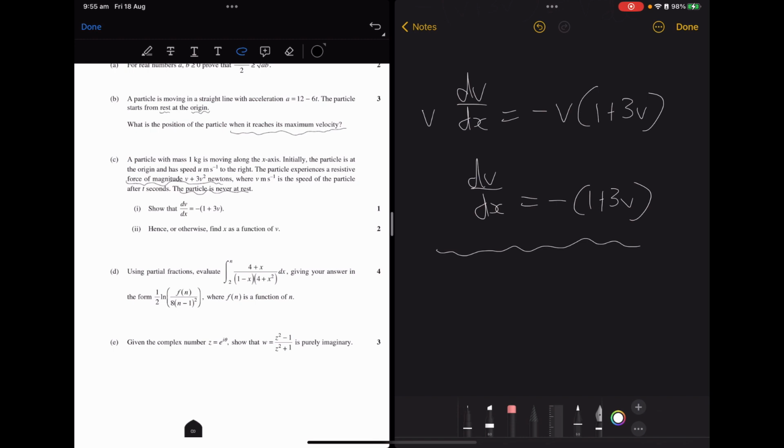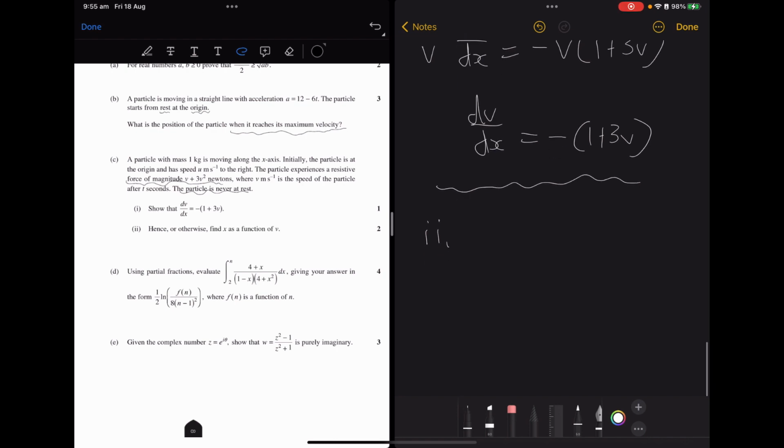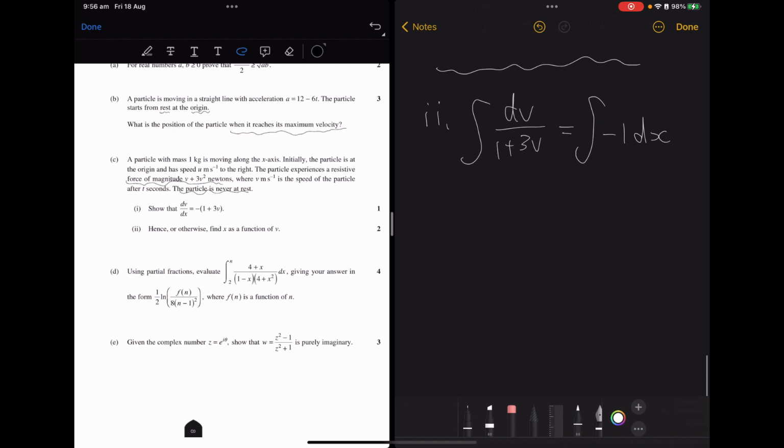So now we are going to part 2, which is: hence or otherwise find x as a function of v. So we have our function, we have our first part here, which already gives us dv and dx. So first I'm going to move the 1 plus 3v over to the left side and dx to the right side. So integral of 1 over 1 plus 3v dv equals integral of negative 1 dx. And from here, we will basically start integrating.